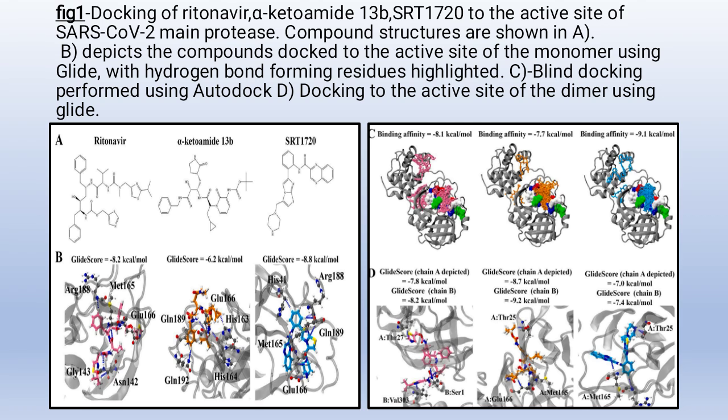Figure B depicts the compounds docked to the active site of the monomer using Glide, and C shows the blind docking performed using AutoDock. Figure D shows the docking to the active site of the dimer using Glide, which is an empirical scoring function to approximate the ligand binding free energy.